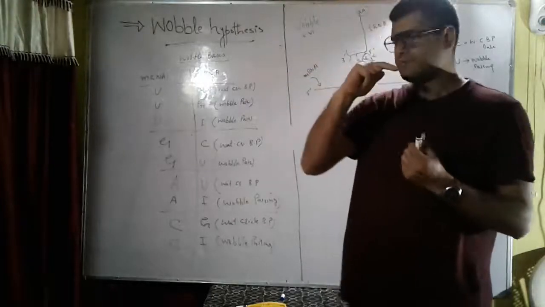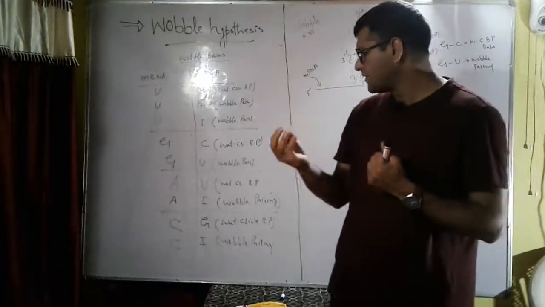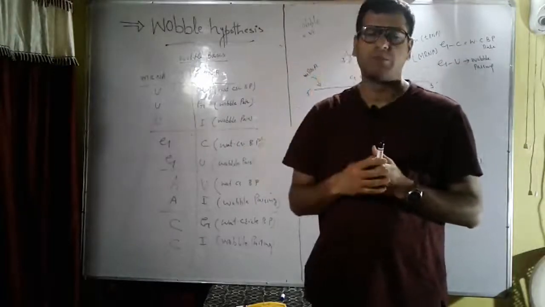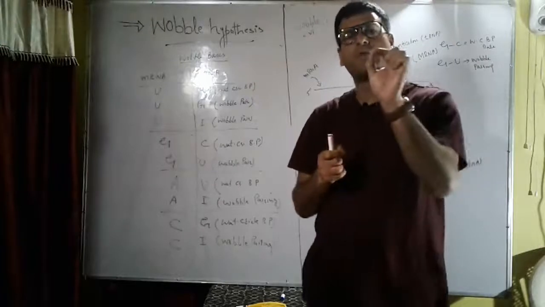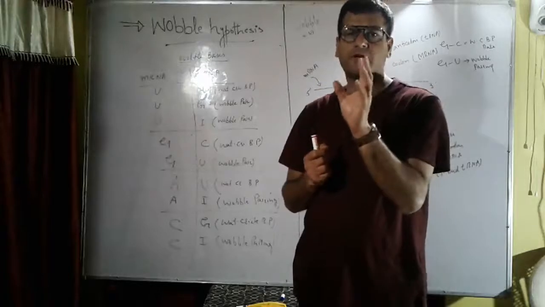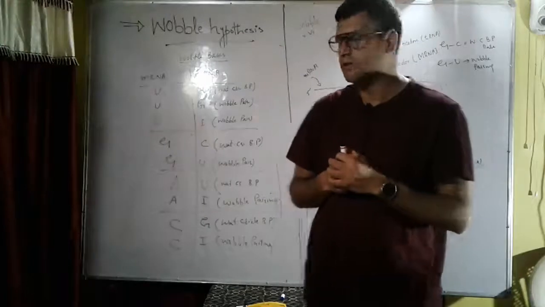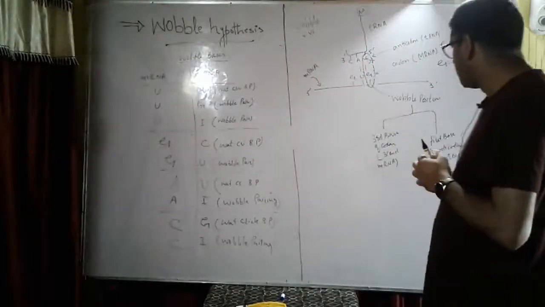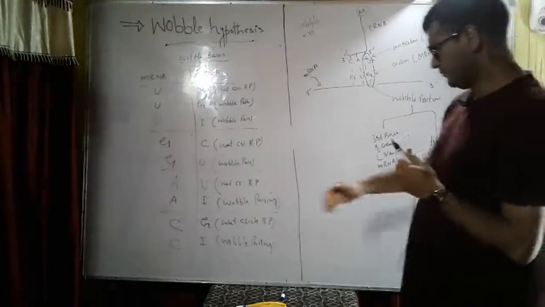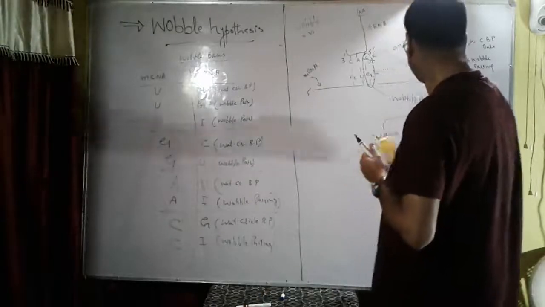We have cytosine. Normally it pairs with guanine, but it can pair with inosine at the wobble position. What is the wobble position? The wobble position is the third base of the codon of mRNA and the first base of the anticodon of tRNA. This constitutes the wobble position. So this was regarding the wobble hypothesis. Now, what is this inosine?